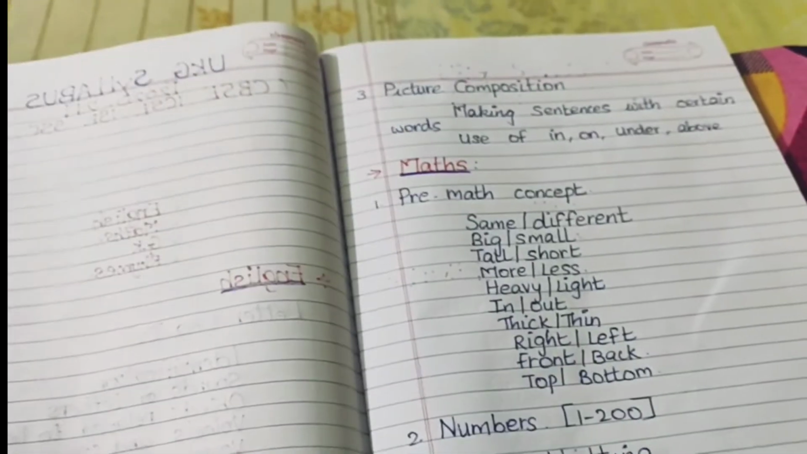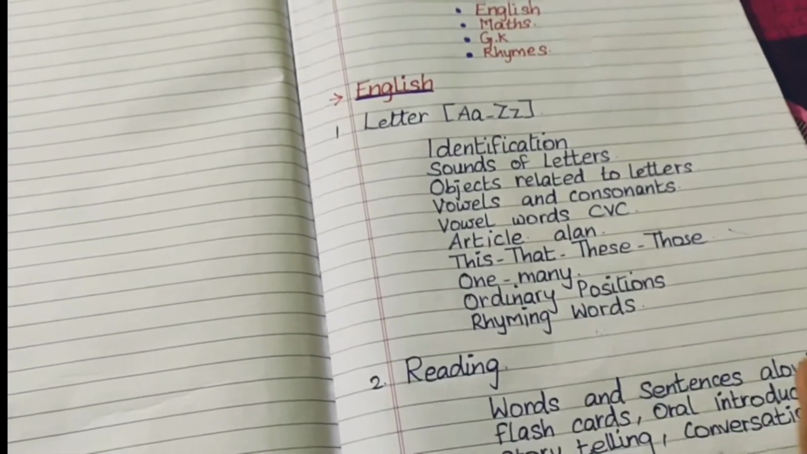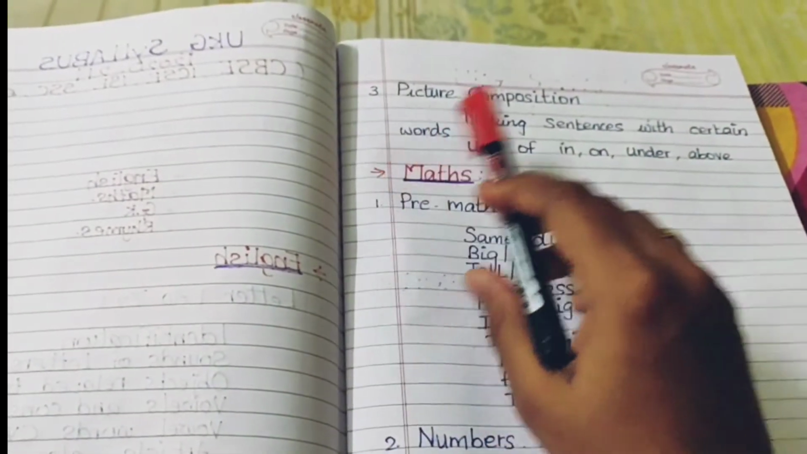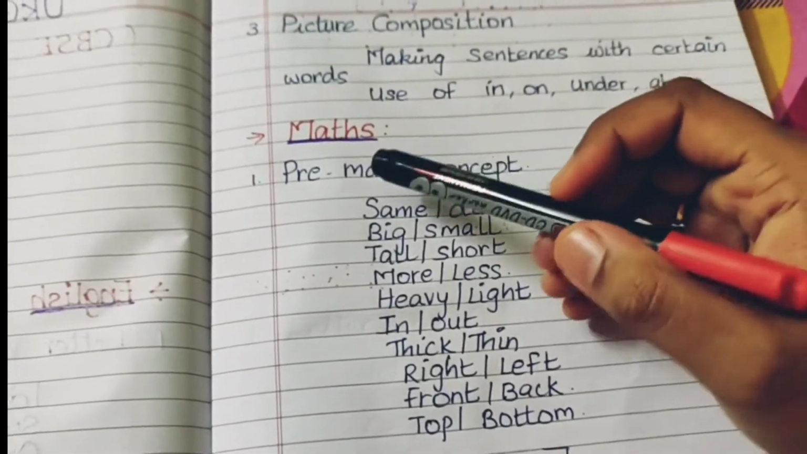So these are all in English. As you can see, letter, reading and picture composition are the 3 main topics to be covered in English for UKG. The next comes Maths.